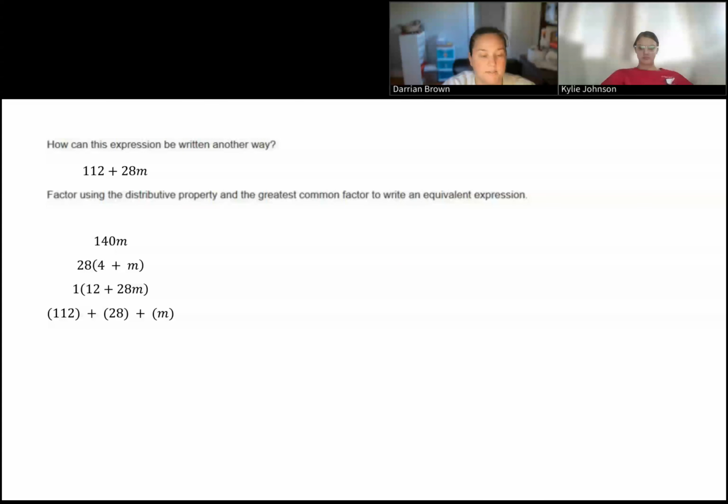All right, moving on. This is slide 10. We've got 2 more. Slide 10, number 9. This question says, how can this expression be written another way? 112 plus 28m. Factor using the distributive property and the greatest common factor to write an equivalent expression.